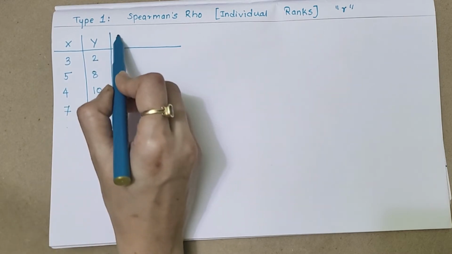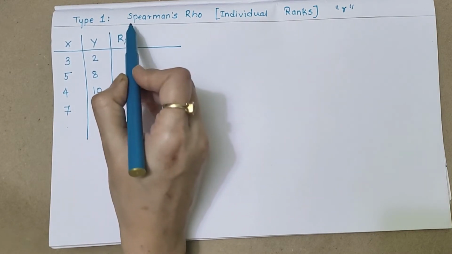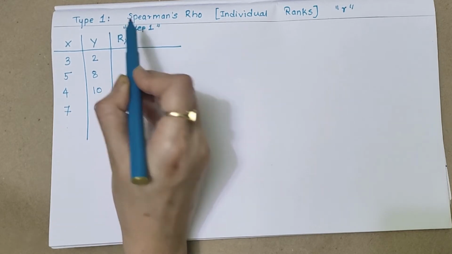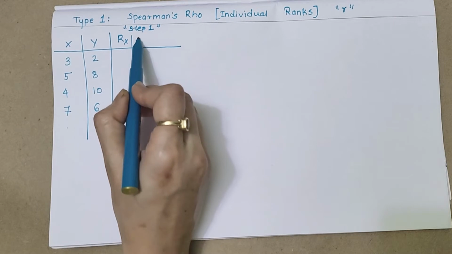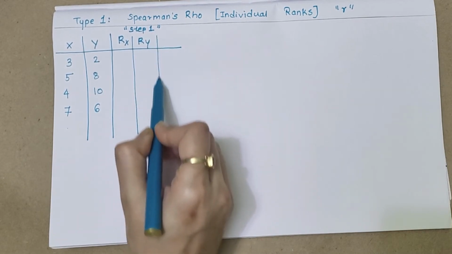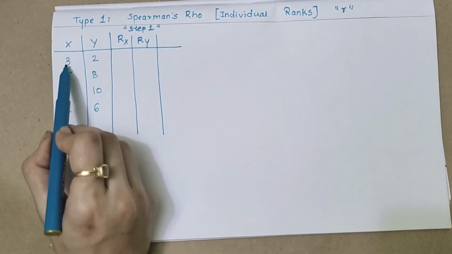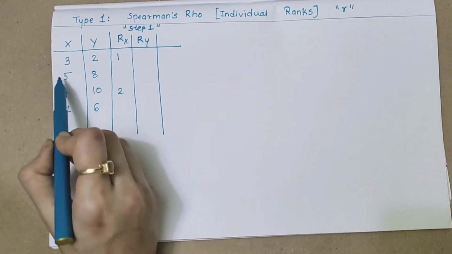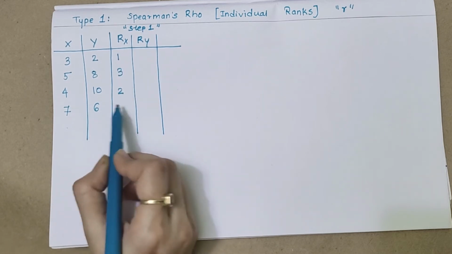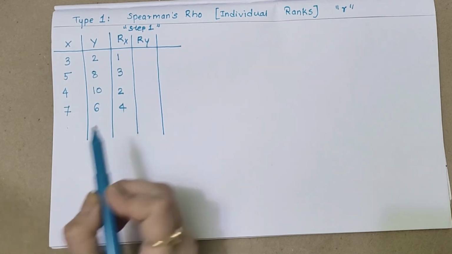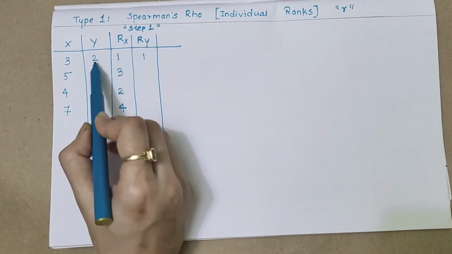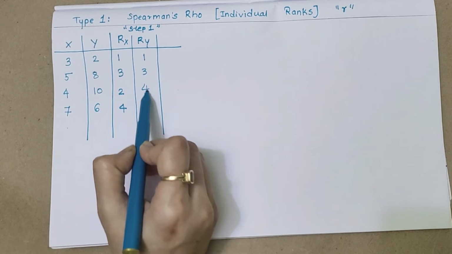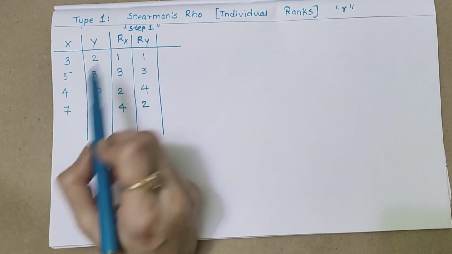So we calculate the ranks. This is your step 1, the Rx and the Ry. Okay. Now let's rank it first. Then 4 comes on second. 5 comes on third. And 7 comes on 4th rank. Now here 1 comes for 2. Then second, third and 4th. Okay, these are the ranks.